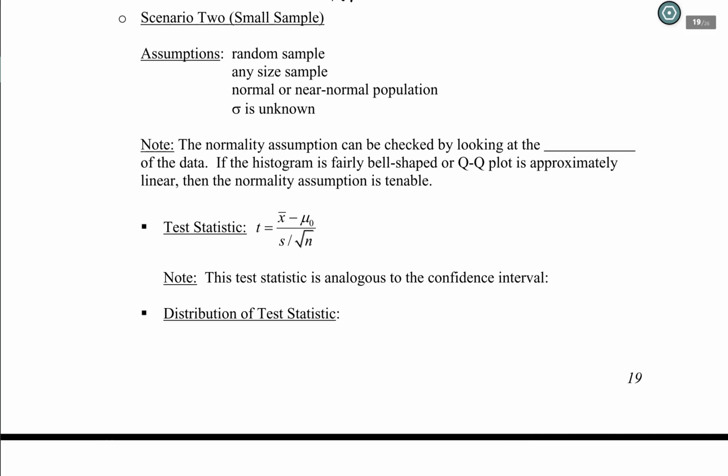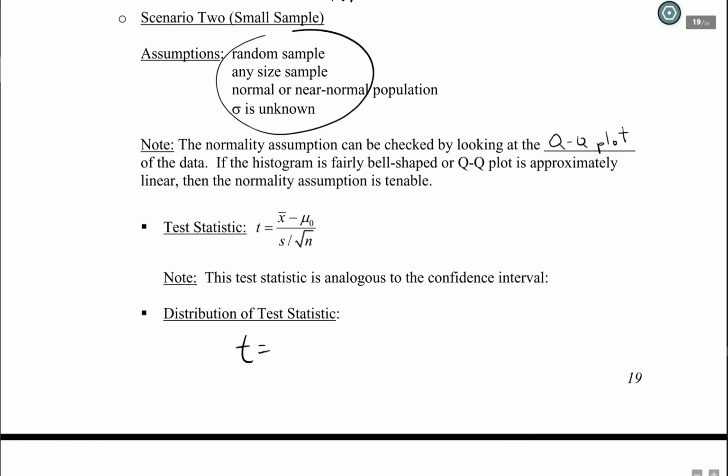Now, the normality assumption can be checked by looking at the histogram or the QQ plot of the data. If the histogram is close to bell-shaped, or if the QQ plot is approximately linear, then normality is tenable. The test statistic here has the same structure, the same ratio as above, but we call it a T. We define it as T because the distribution of this test statistic under these assumptions follows a T distribution.